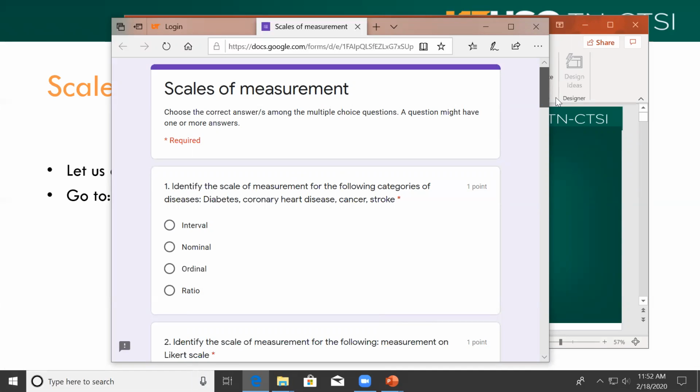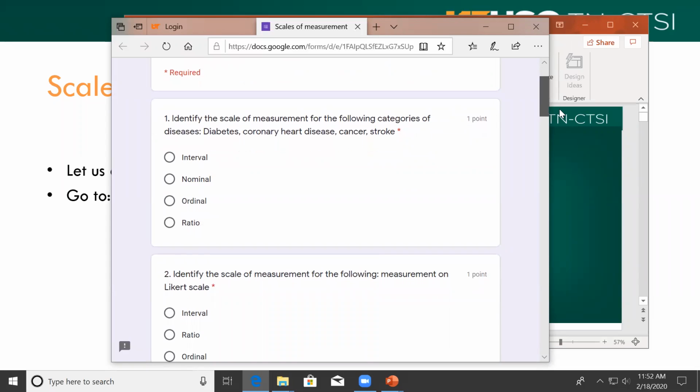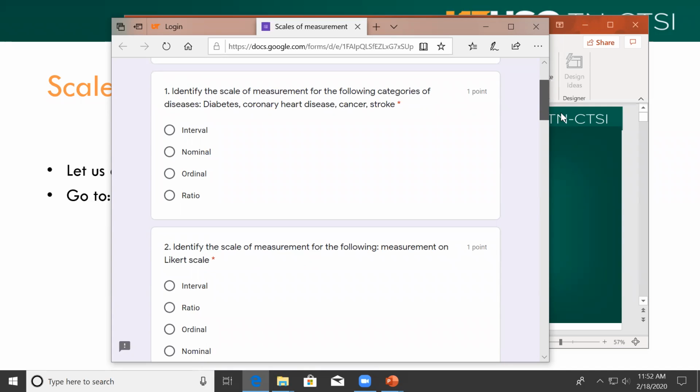the instruction says choose the correct answer among the multiple choices. A question might have one or more answers. So identify the scale of measurement for the following categories of disease. So the first one is, we have categories of disease: diabetes, coronary heart disease, cancer, stroke. This is what scale? Nominal. Yeah, it's a nominal scale.